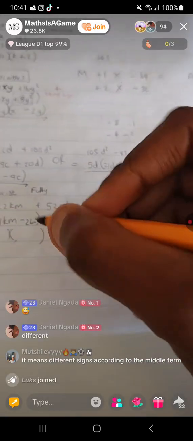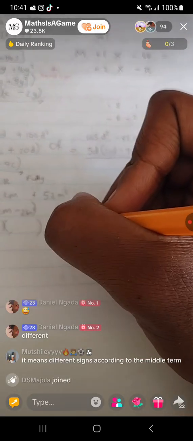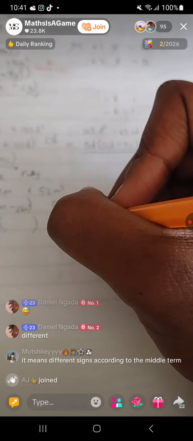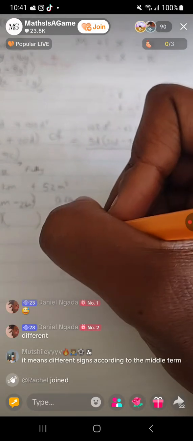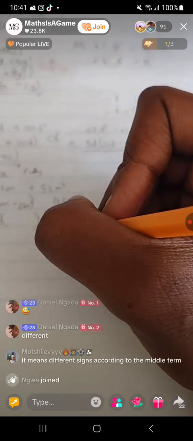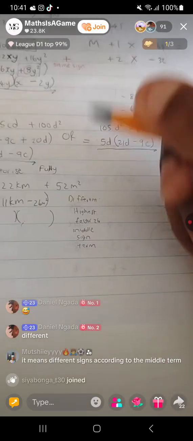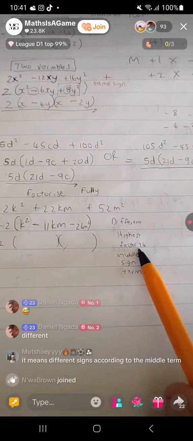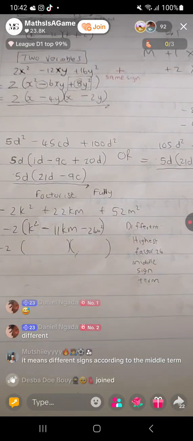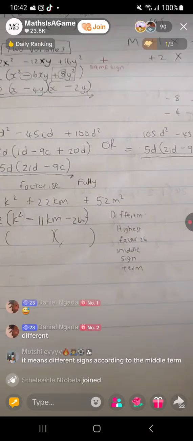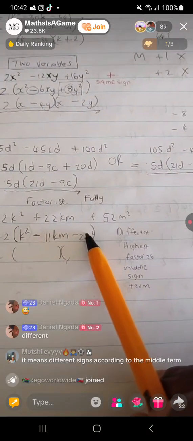And they are going to be different how? The highest factor of 26 is going to have the sign of the middle term. Highest factor of 26, middle term sign. That's what is key here. And I'm sure you guys can already think of the factors of 26.